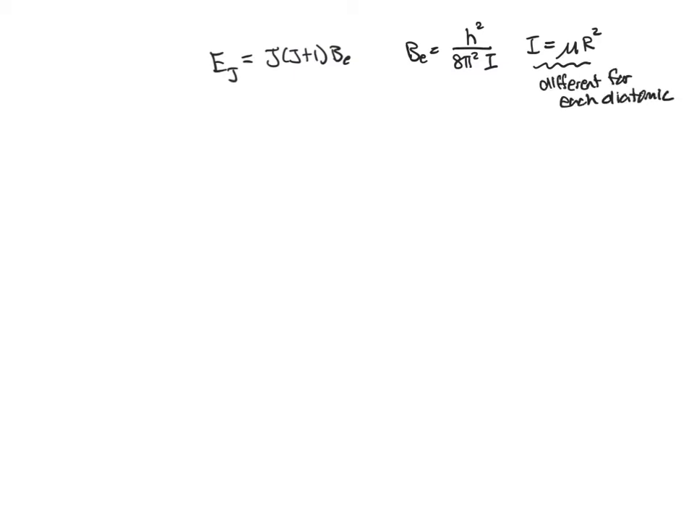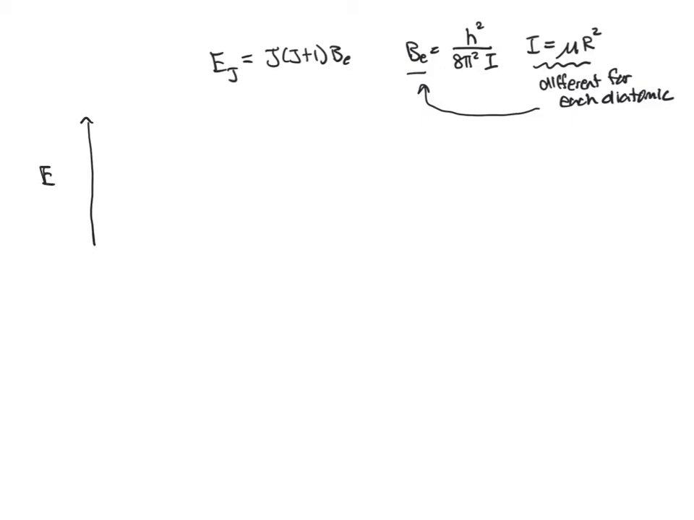So we have that the energy of a J level is equal to J times J plus 1 times B sub E, where B sub E is a constant that depends on the particular diatomic we're talking about. It's h squared over 8 pi squared times the moment of inertia. And the moment of inertia of that diatomic is its reduced mass times the square of the equilibrium bond distance between the two atoms. So this moment of inertia is different for each diatomic, which makes B different for each diatomic as well.